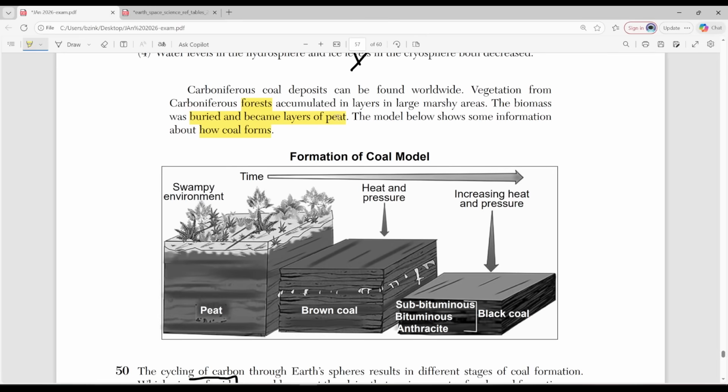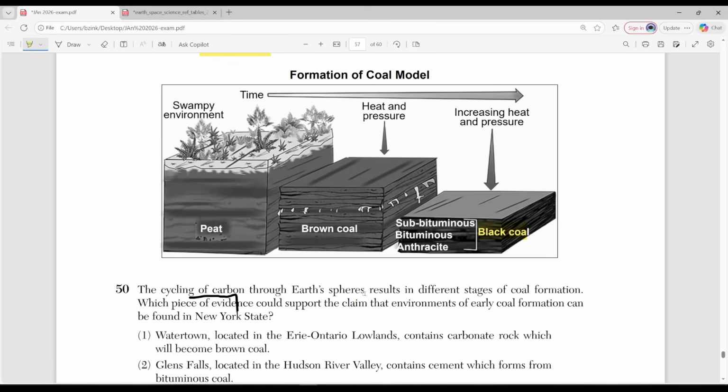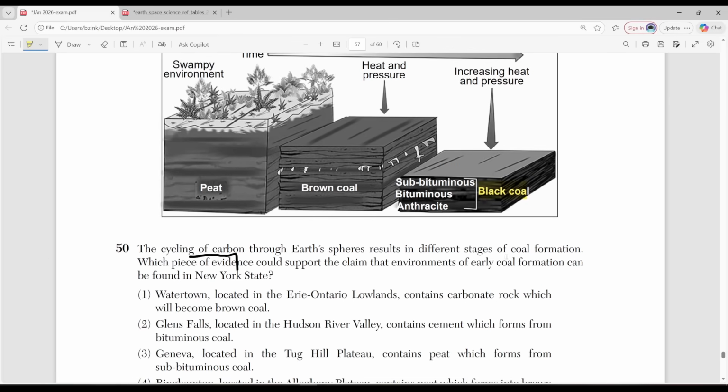So basically you're taking the carbon out of the atmosphere, the plants are sucking it in, and then that stuff is being buried and became peat, and then that turns into coal, and then the carbon is now trapped in the coal for a very long period of time. Cycling of carbon through the spheres results in different stages of coal formation. Which piece of evidence could support the claim that environments of early coal formation can be found in New York State.